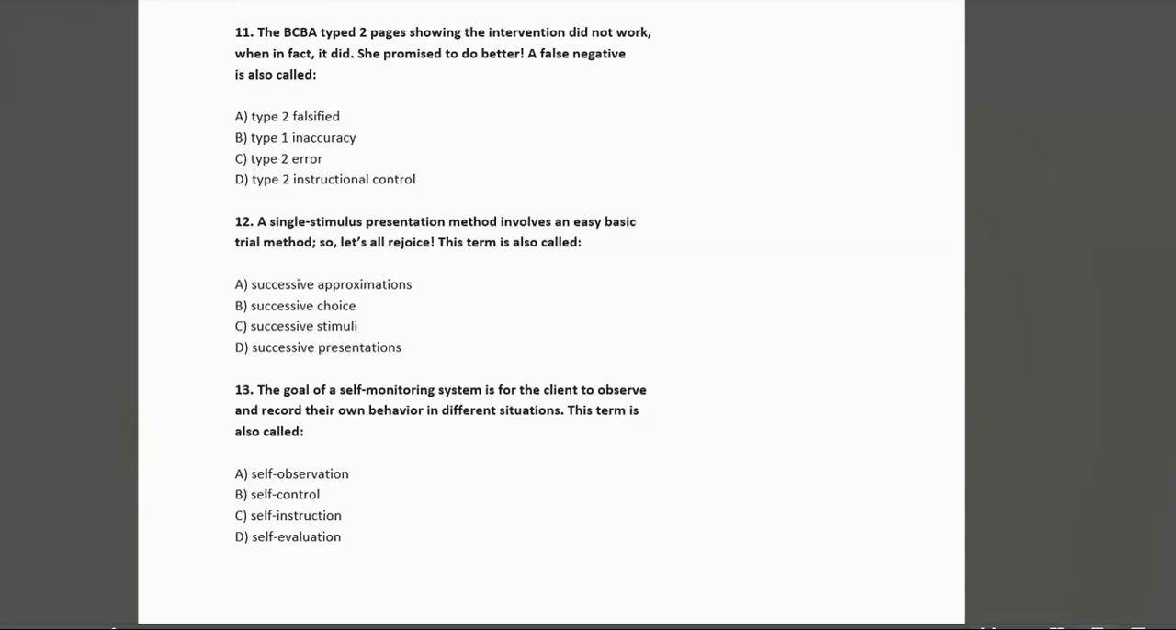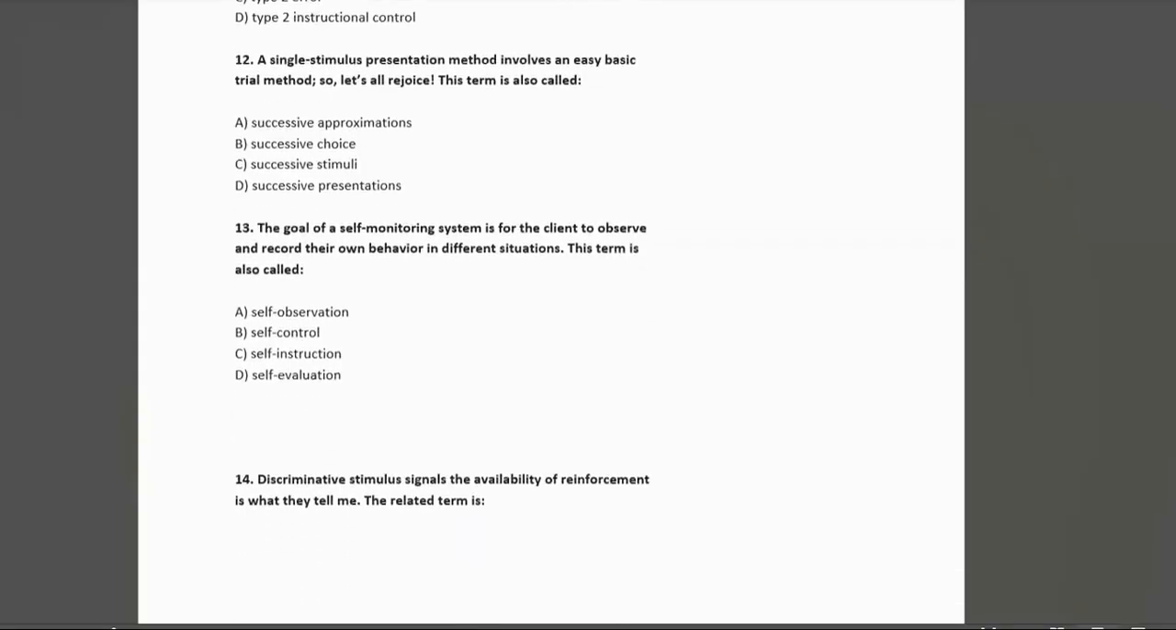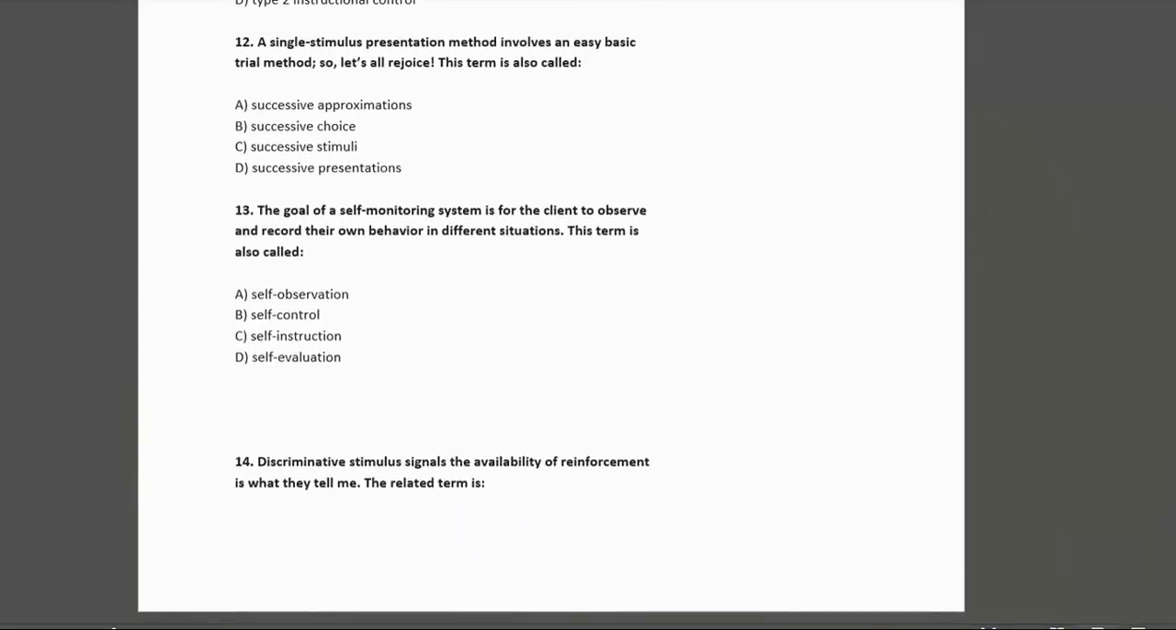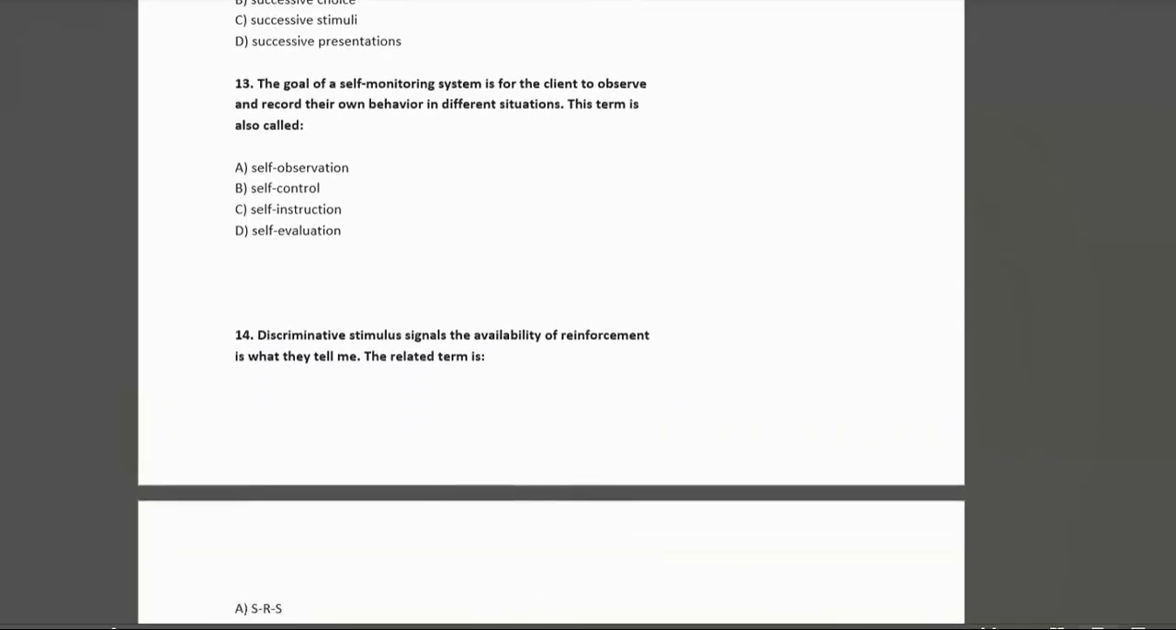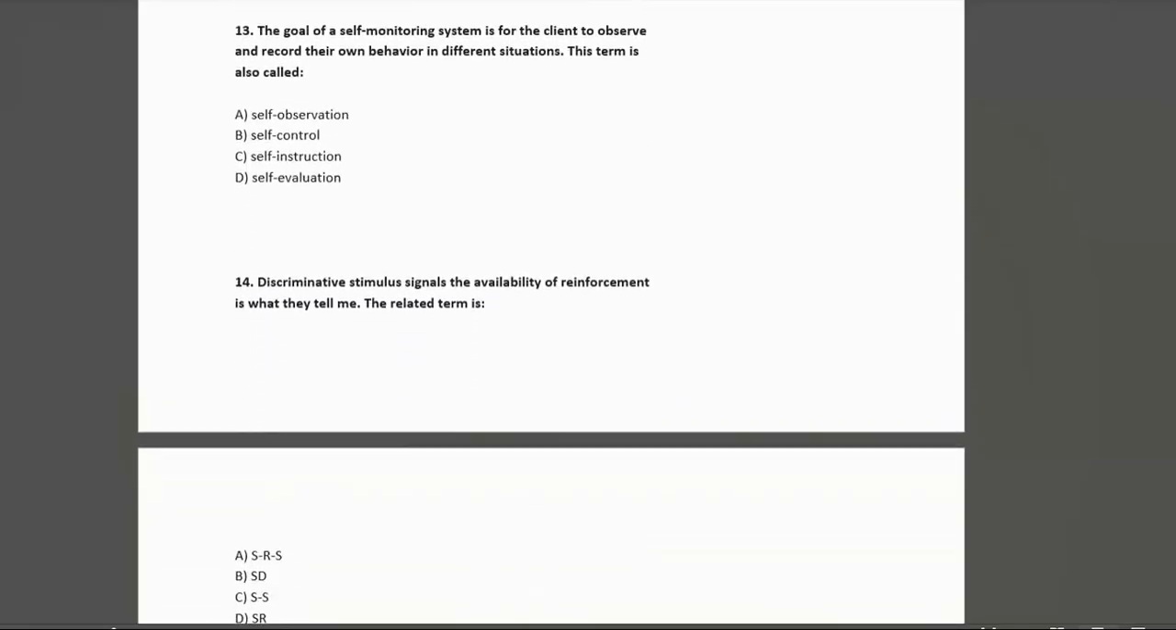It's C, a type 2 error. Type 2 error. Awesome. A single stimulus presentation method involves an easy basic trial method. So let's all rejoice. This term is also called B, successive choice. Successive choice is correct.